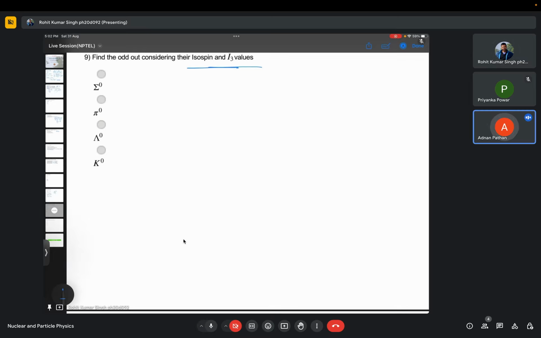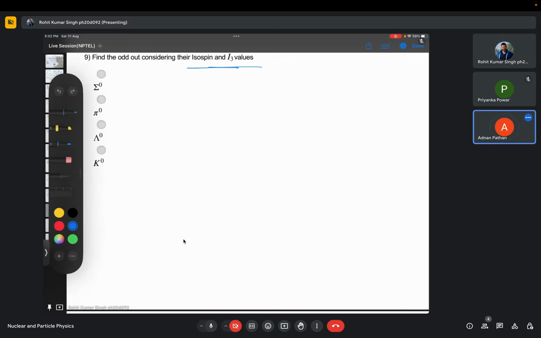Automatically I would assume it's the pion, the second one. Why? Because it is a meson and the others, oh wait, kaon is also there. Okay, kaon is also there, wait.